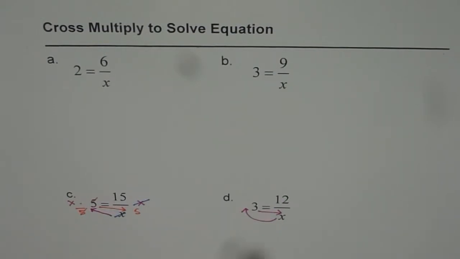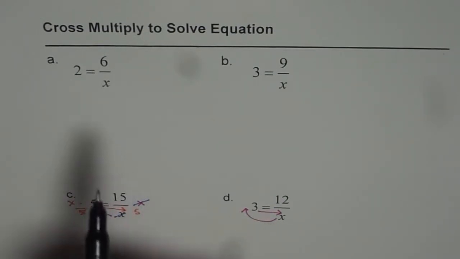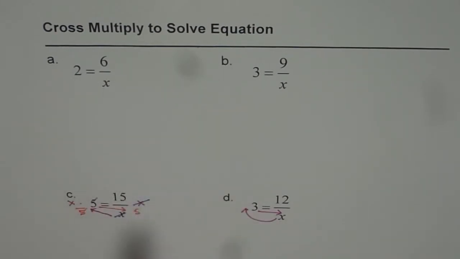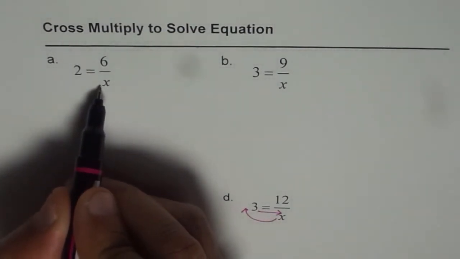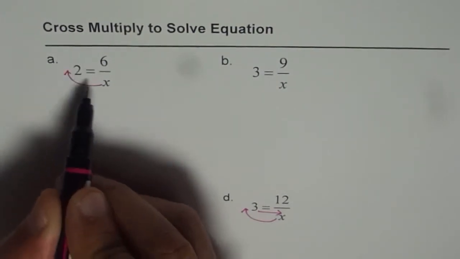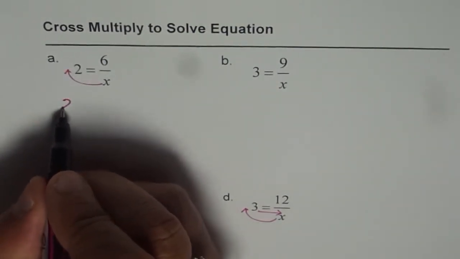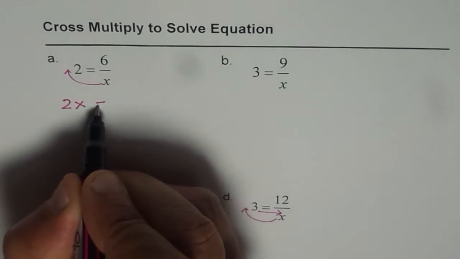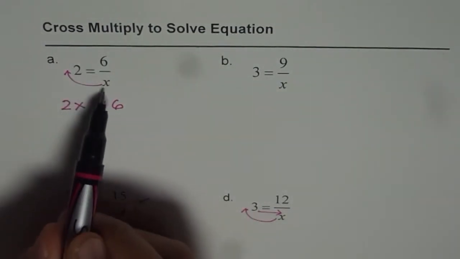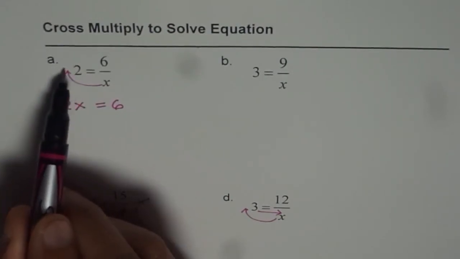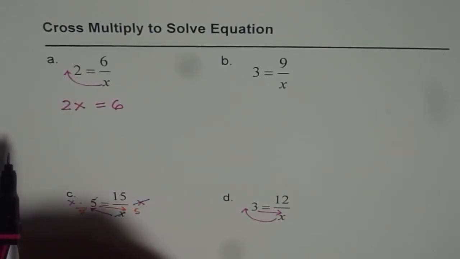So now let's see how to apply this technique in questions A and B. I'd like you to copy these 2 questions, solve, and get your answer, right? Now here, when we cross multiply, that means we take x to this side. So what do we get? We get 2 times x equals 6. So this is the first step, cross multiplying, right? So basically, x is moved to the top on the left side.